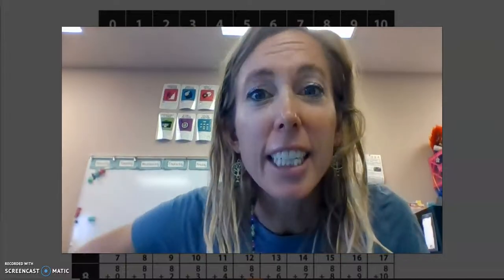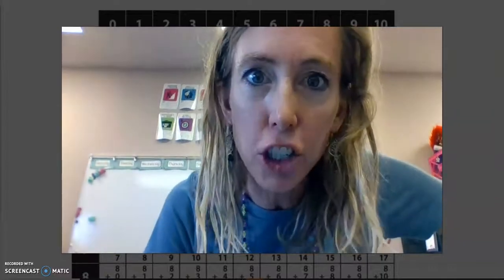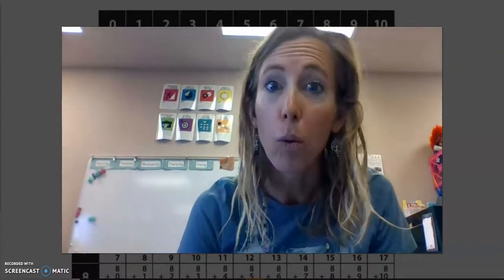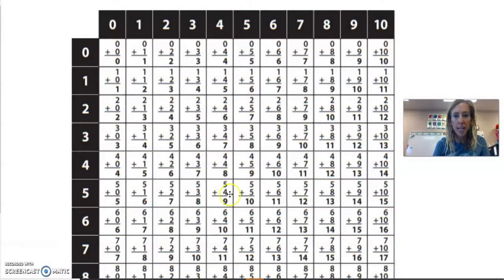Hello everyone, it is time for math, and today it's all about addition strategies and trying to be smart with your addition. So let's check out some of those strategies. What is this? Holy cow, that is a lot of addition facts. Yeah, this is the addition chart.